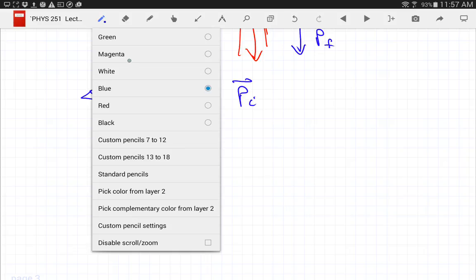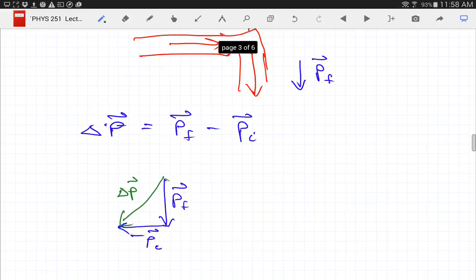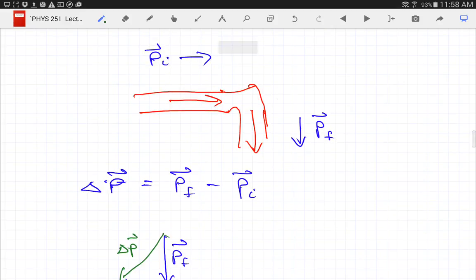What do I have for my resultant there? What direction? Down and to the left. So there's my change in momentum. So the change in momentum for the water was down and to the left. Now there has to be a net force to cause that change in momentum. And Newton's second law told us that the net force is equal to the change in momentum divided by the change in time.